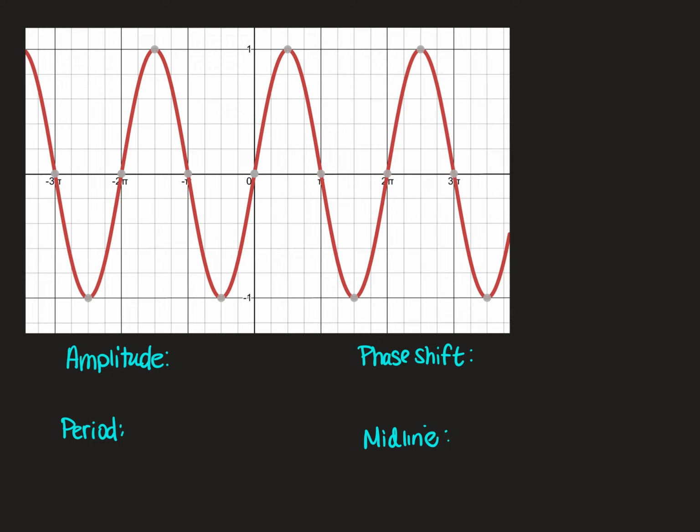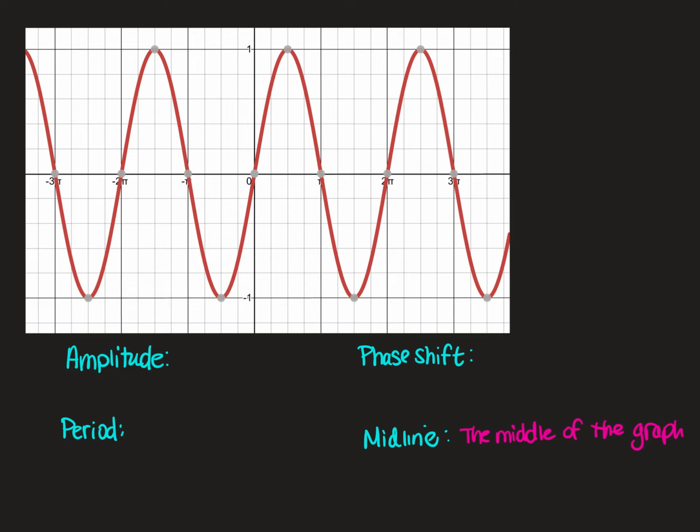Okay, let's talk about the 4 important vocabulary words for this lesson. Let's start with midline. It is exactly what it sounds like. It's the middle line of the graph. I'll kind of show you on this graph where the midline is. So if we look at our picture here, the middle of that function is right here.